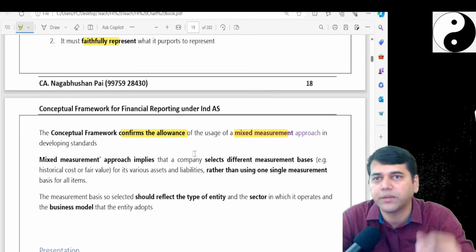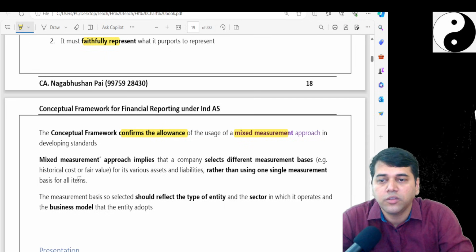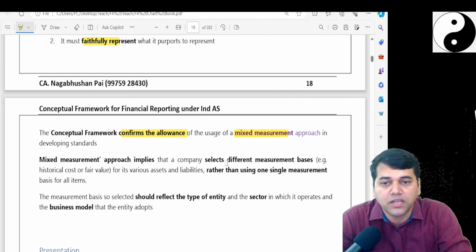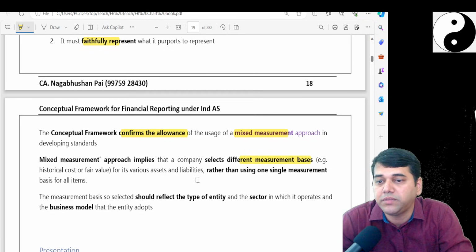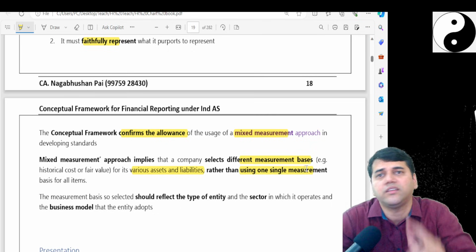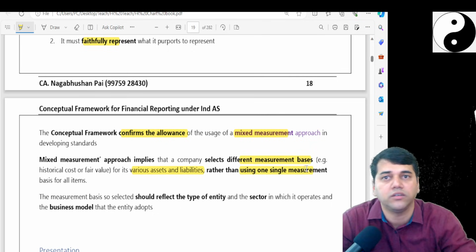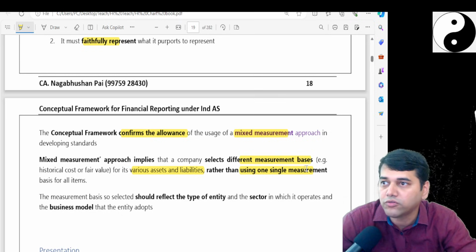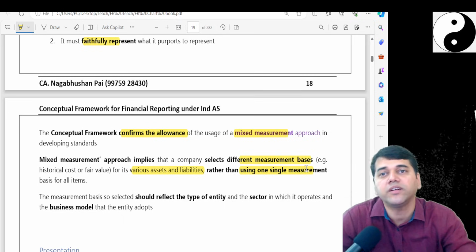Why? For a faithful representation. Now the mixed measurement approach implies that the company selects different measurement bases for its various assets and liabilities rather than using a single one. It never said everything cost only. No, didn't say. Standards also won't say. Why? Because the conceptual framework doesn't say so.